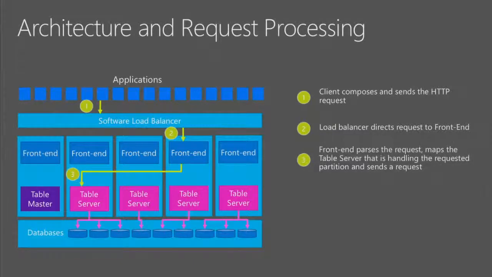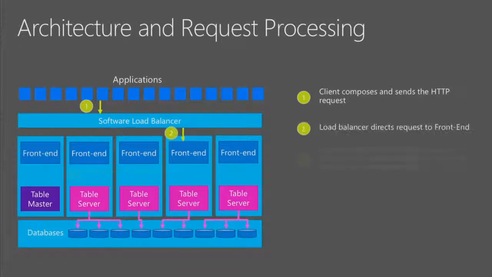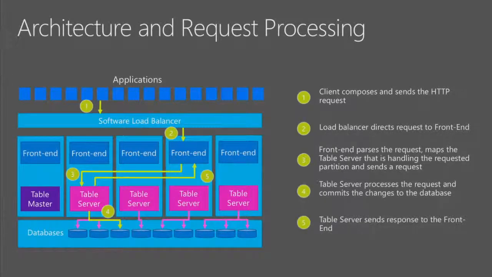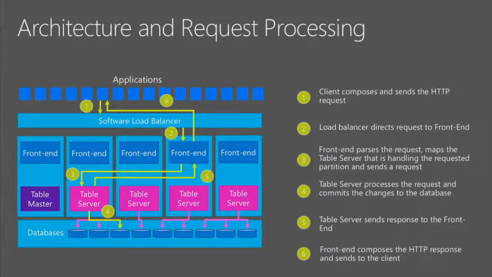It goes and finds the right table server. The table server takes the request and does the actual processing. If it's a transaction, it will update the table. If it's a query, it will fetch the data from the table, do all the filtering and so on, compose the result, and send it back to the front end. The front end will format that into some nice JSON and send it back to the application. That's basically how the system works.